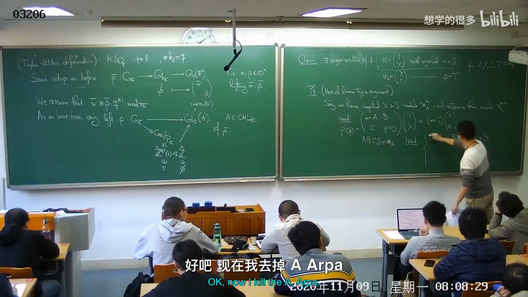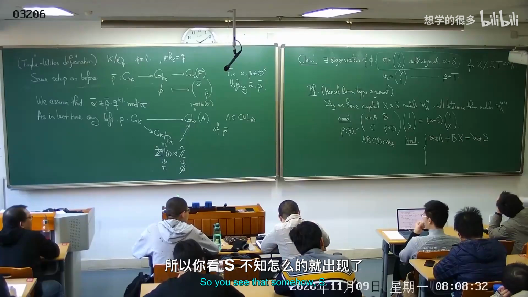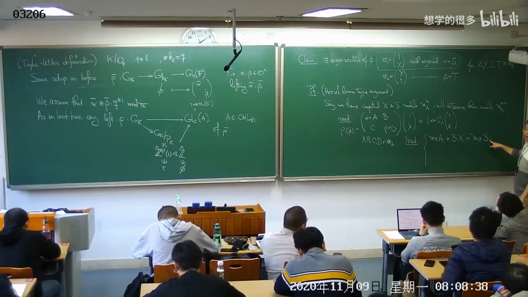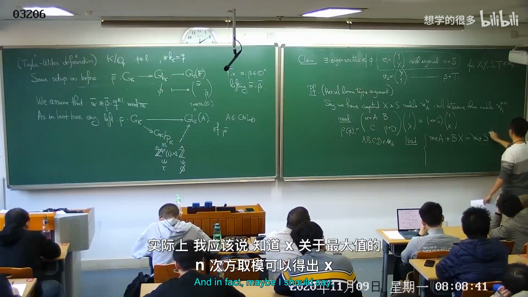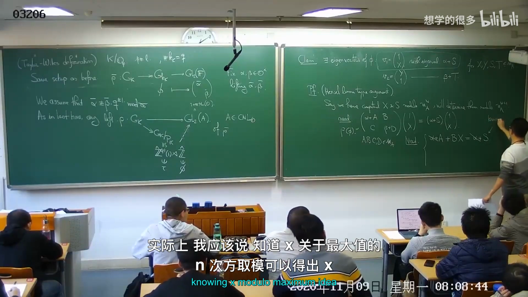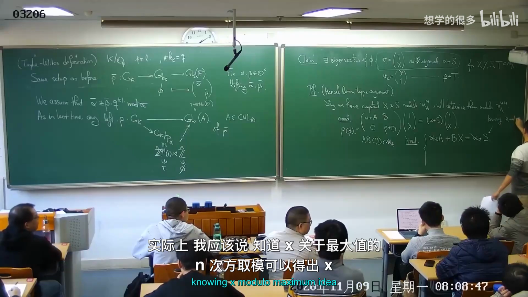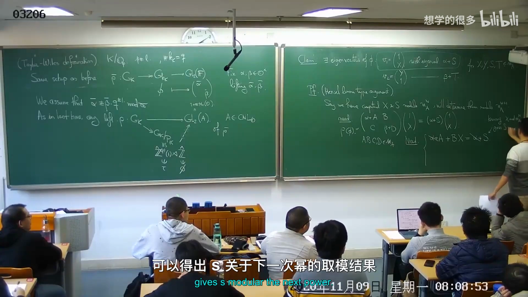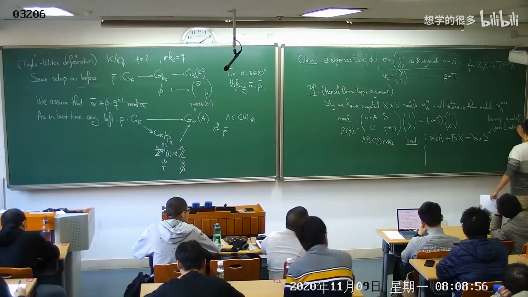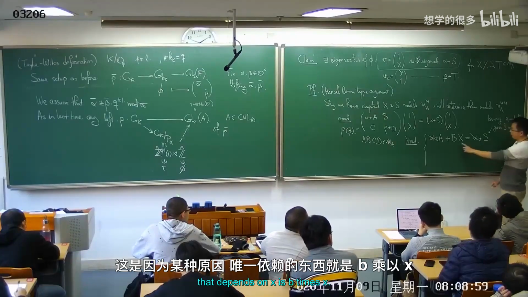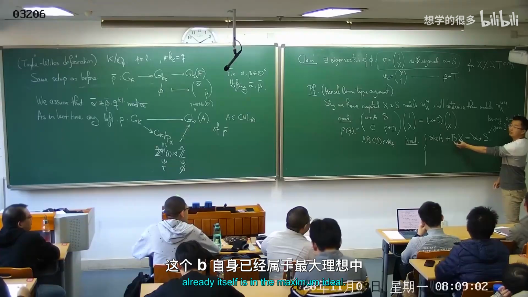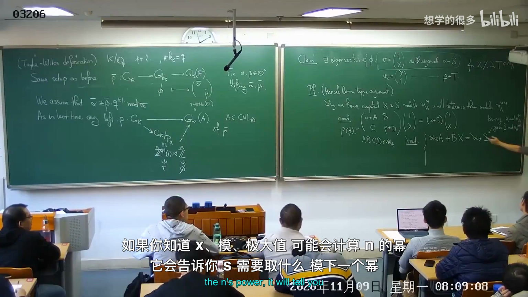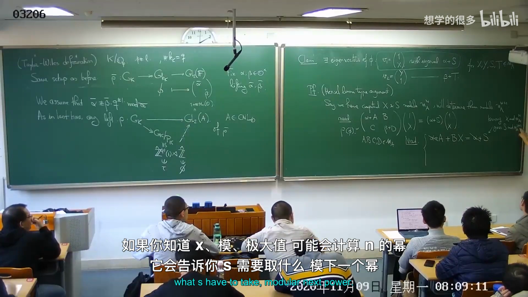Now I kill the alpha. So you see that once you know x, basically s will be determined. In fact, knowing x modulo the maximal ideal to the nth power gives s modulo the next power. That's because the only thing that depends on x is this b times x. This b itself is in the maximal ideal. If you know x modulo the maximal ideal to the nth power, it will tell you what s has to be modulo the next power.